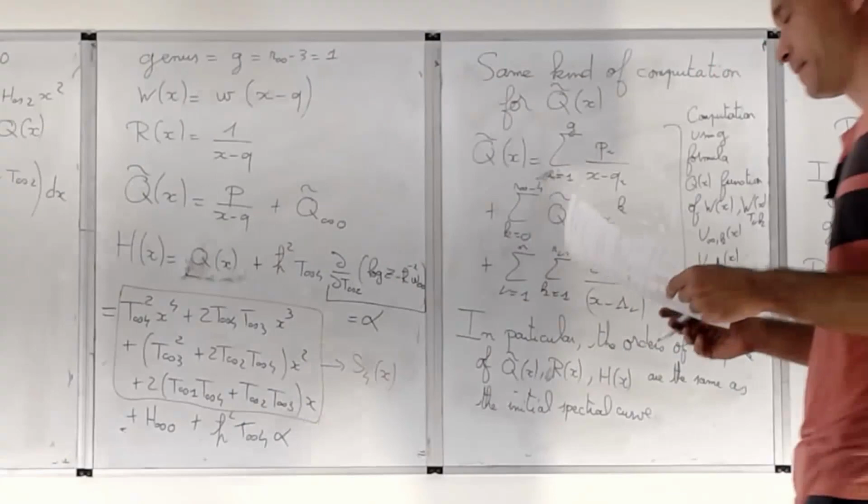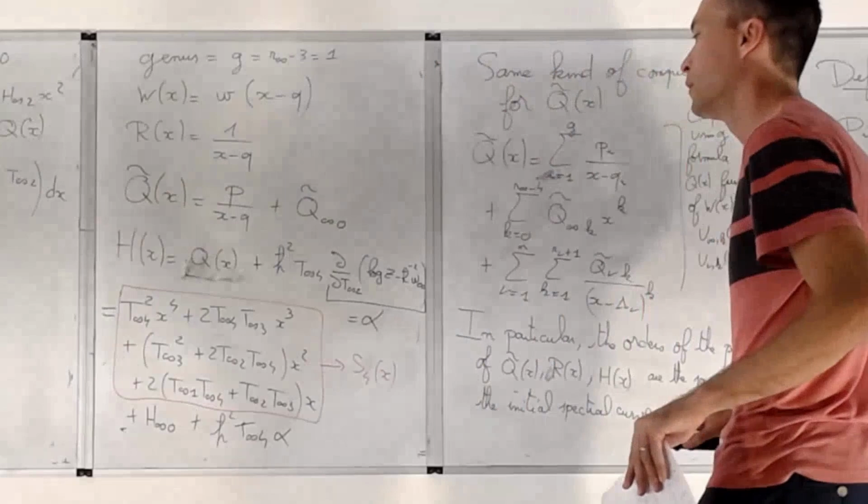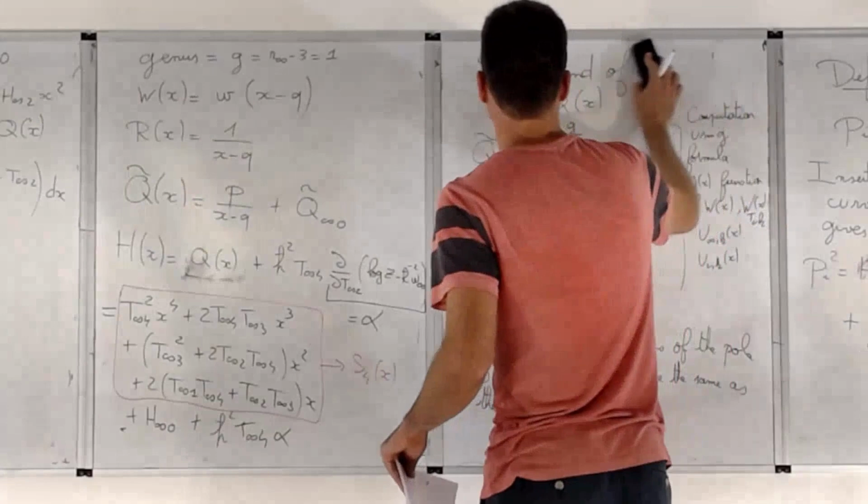Right. So this is the expression for H, and you see you have an unknown coefficient which goes with the H infinity zero coefficient. So I can write down the quantum curve.